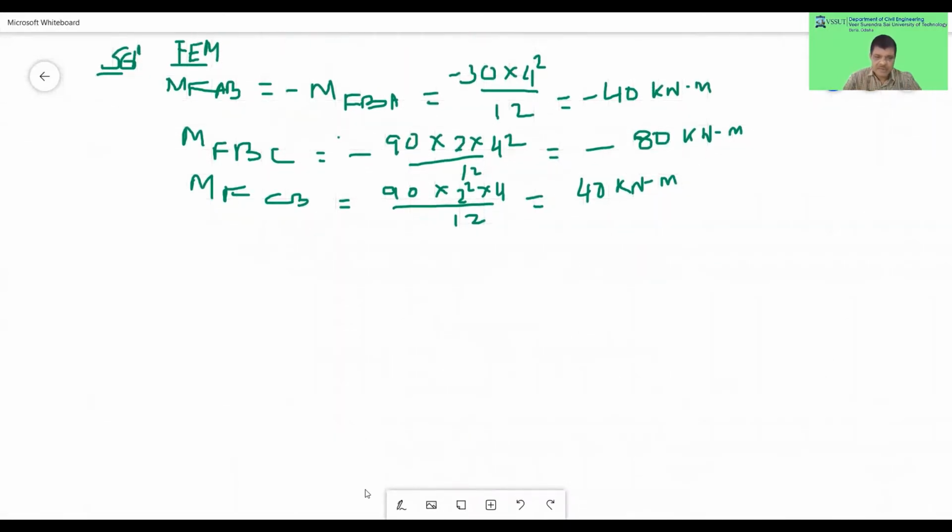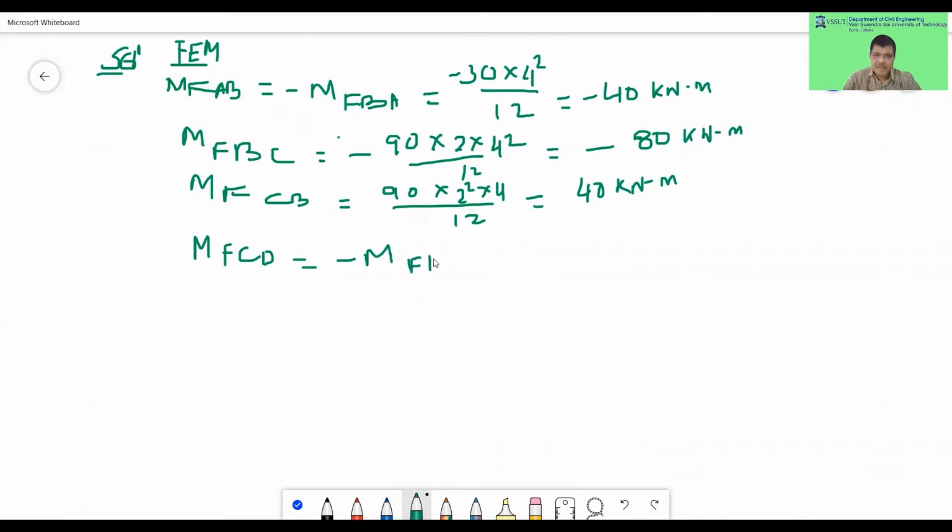Now write down the fixed moment for MFCD. So MFCD equal to minus MFDC, and that will be equal to minus WL square by 12. So again it is 40, L square is 3 square, by 12. So it comes out to minus 30.